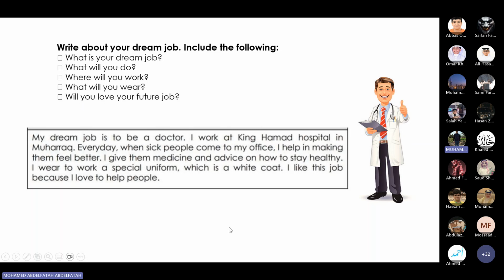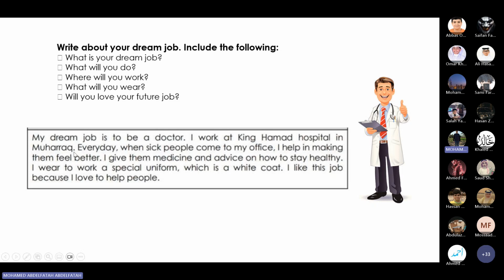Now, students, we are with Omar. Omar is going to help us read about his dream job. Remember, you can add your own ideas. Don't depend on this model only. Okay? Omar, go ahead. My dream job is to be a doctor. I work at King Hamad Hospital in Maharrag every day.